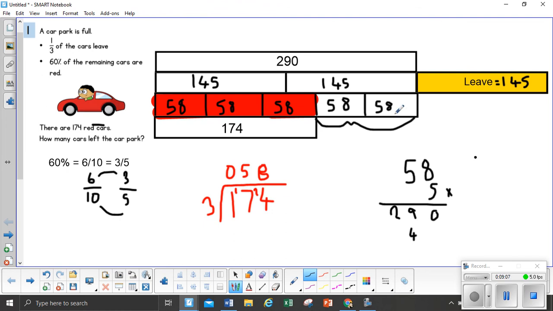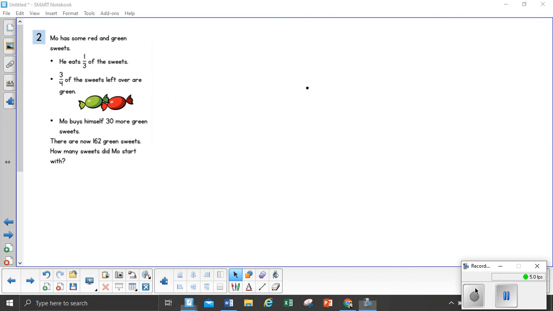We knew that 3/5 were red, which equated to 174 red cars. So each part here must be worth 58, which meant these 2 were also worth 58. And then we had 290 overall, which we could split down into our thirds for 145, 145, 145. So we know that 145 left.